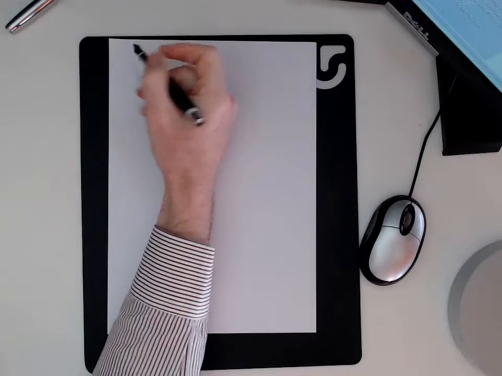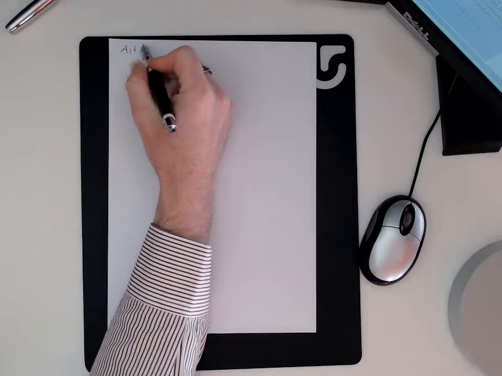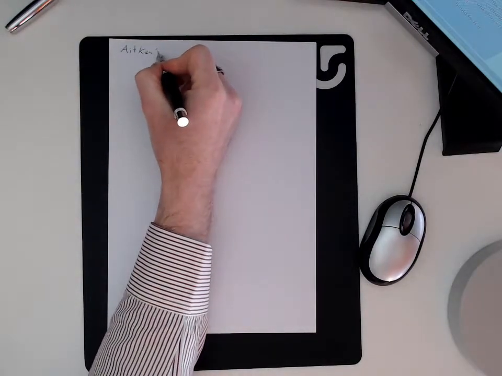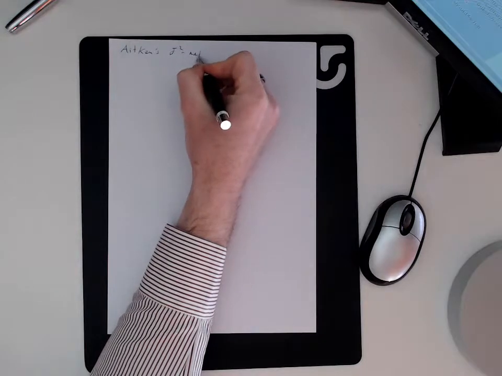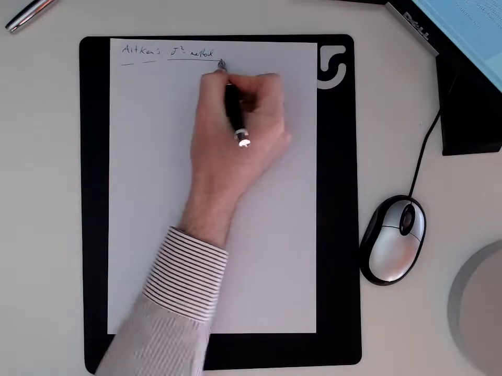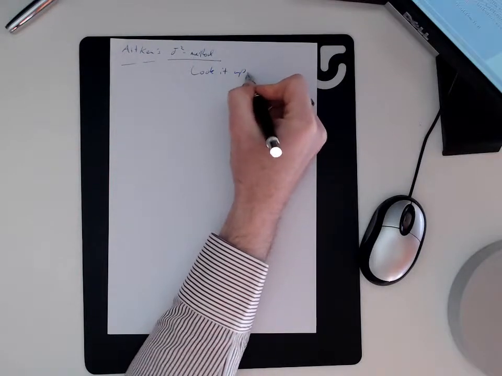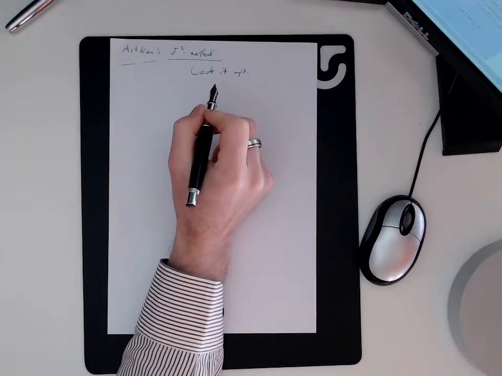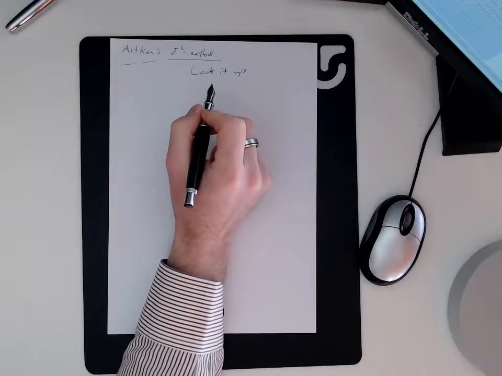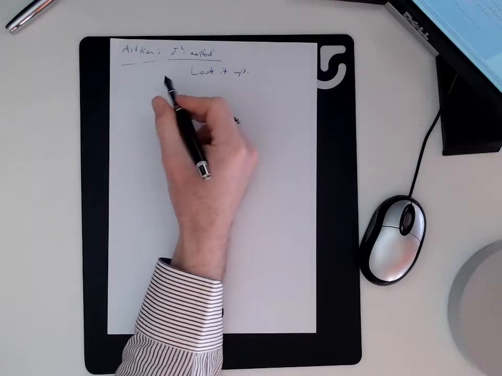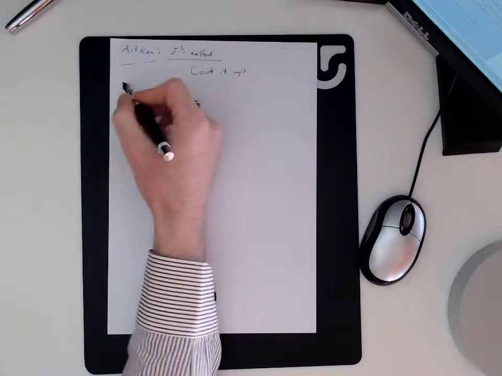In class I mentioned Aitken's delta squared method. I'm not going to talk about it here. Look it up. It's a method that allows you to take a method for finding fixed points and speed it up. It's very interesting. I think it's a really cool method.